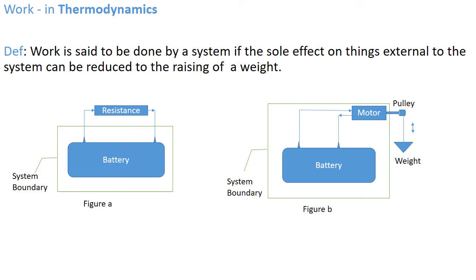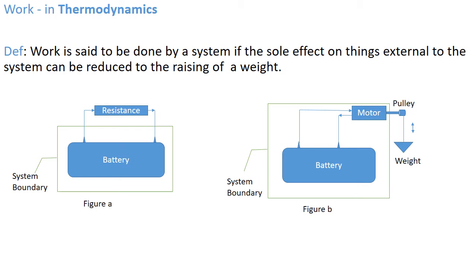Let us try to understand the above concept by the figure. Consider figure A, where a battery is attached to a resistance coil. The battery is our system. When the switch is closed, current flows through the resistance coil and it gets heated up and thus heats the surroundings. Due to this, the battery charge decreases. Even though there is an interaction between the system and the surroundings, according to mechanics no work is done because there is no displacement in this system.